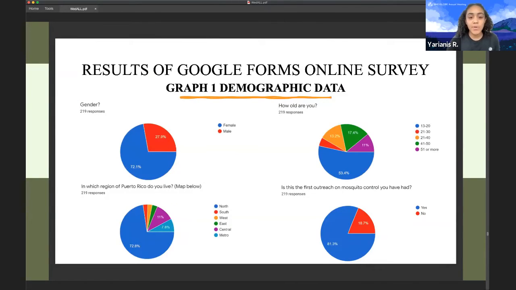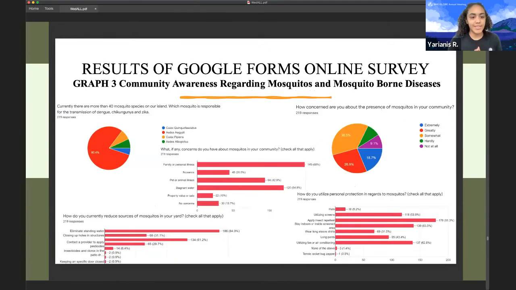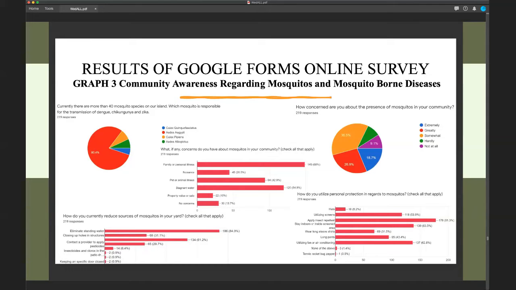These are the results of the Google Forms online survey. Here you can see graph 1 with the demographic data. Graph 2 of the mosquito knowledge. We can find that people have a basic knowledge about mosquitoes, such as the correct stages of the mosquito cycle or how many days it takes for the mosquito to fully develop. Here is graph 3 for community awareness.